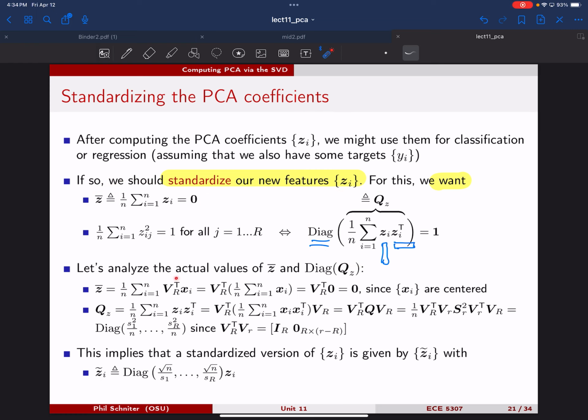Let's see what actually happens with the values that we have coming directly out of our SVD from PCA. So if I look at the sample mean of our Z bars, well, this is how I computed Zi. Here's the sample mean. I can move this mean through the V matrix to get this. And now you can see I have a sample mean of the xi's. Well, we said that the xi's were centered, so that sample mean is 0. So I have VR times 0, and I know that that gives me 0.